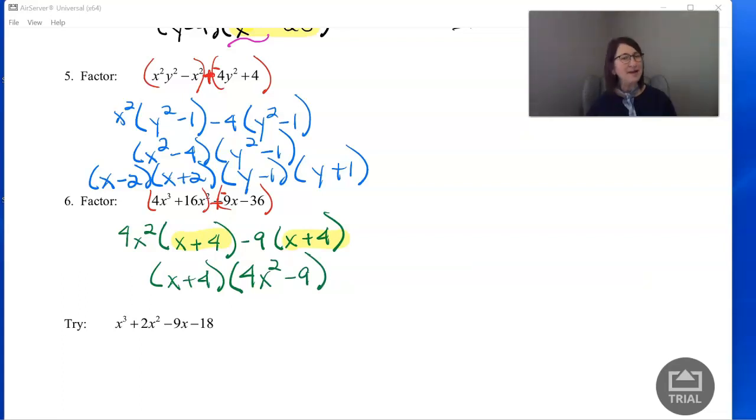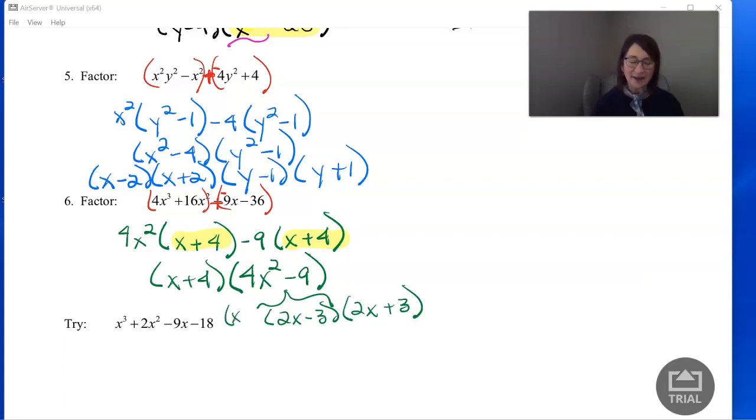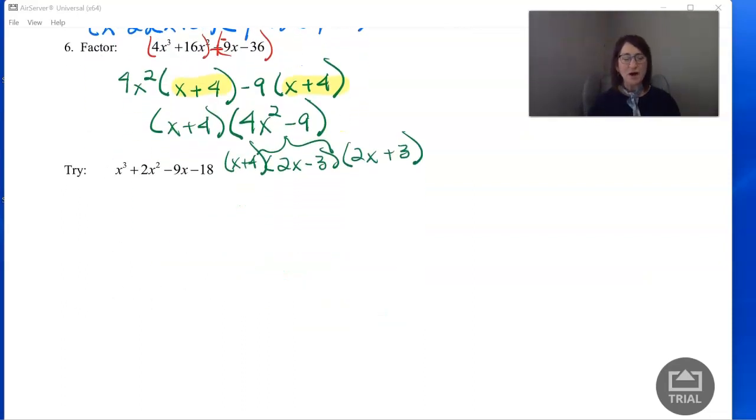Well, that second binomial is the difference of two squares. So I'm going to go ahead and factor that. 2x minus 3, 2x plus 3, and then I've still got my x plus 4. Now it's fully factored. Okay, you pause and try this next one. Try that one on your own.